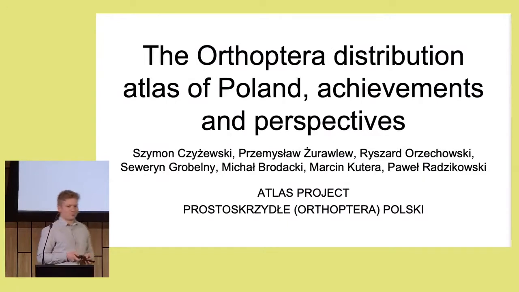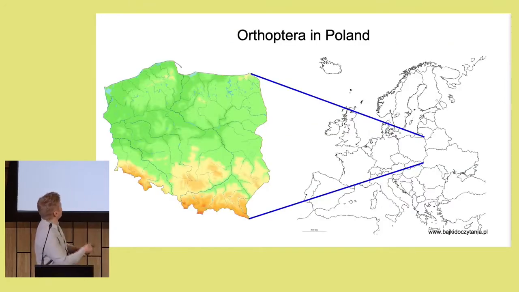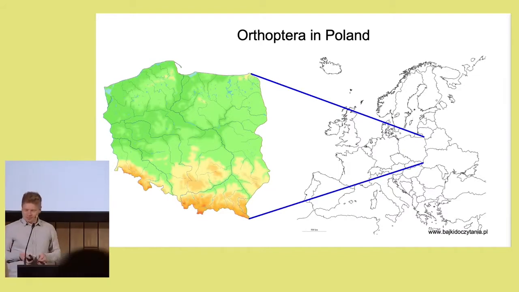Okay. So, hello everybody. I'm going to present the Atlas project that started in Poland in 2018 with all my colleagues here, and I'm going to present the achievements and perspectives of this Atlas and how the work is going, basically. So first of all, it's a Polish national Orthoptera atlas, like most of the atlases. Poland is kind of on the border between Central and Eastern Europe, one can say.